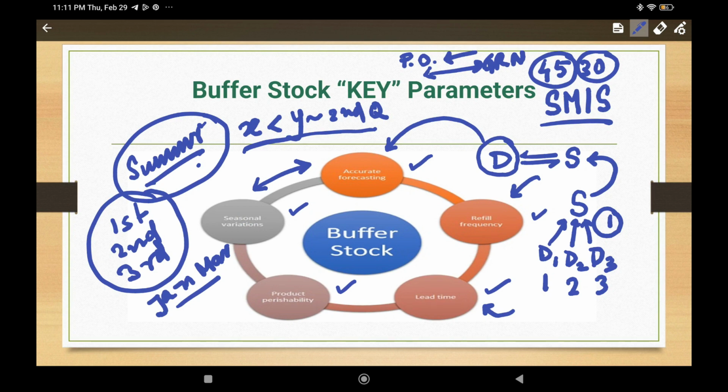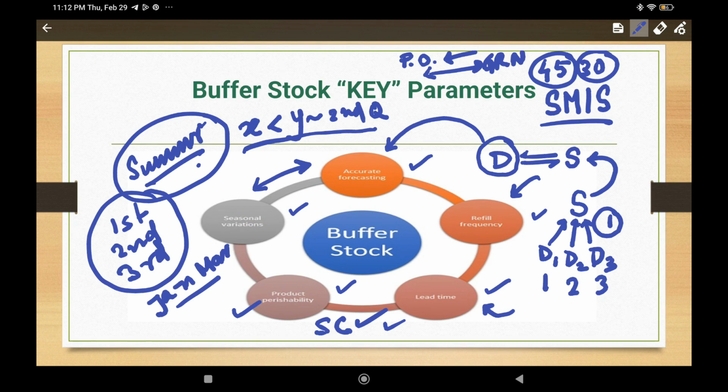The next parameter is product perishability, the destruction of the product. Every product has its shelf life, so we have to check the shelf life and the proper storage condition. Storage condition is a very important thing. If we do not keep the product in its particular storage requirement, it may deteriorate or be destroyed before its expiry date. So all those things we have to check in buffer stock management.